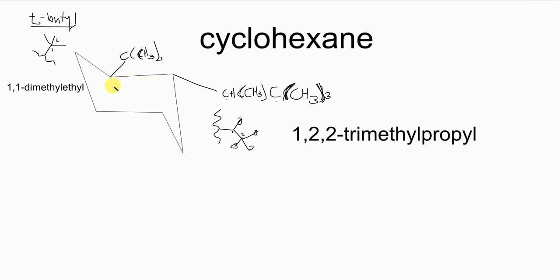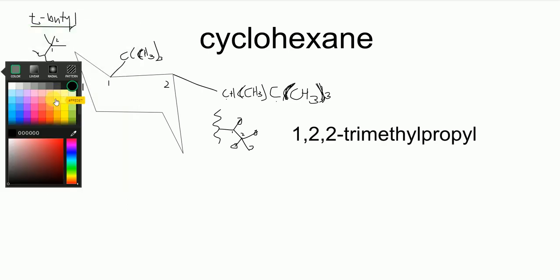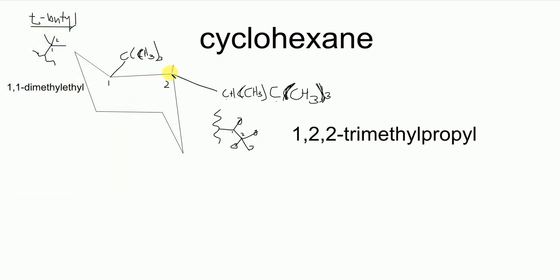So how do I number this chain? Do I go 1, 2, or do I go 1, 2? Either way, it's the same thing, right? I still have 1, 2, 1, 2. This is the case where I have to look at the alphabetical ordering of these substituents. So, like I said, this is ethyl, this is propyl, so I'm gonna go 1, 2.